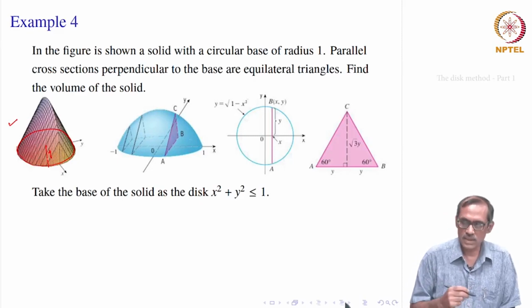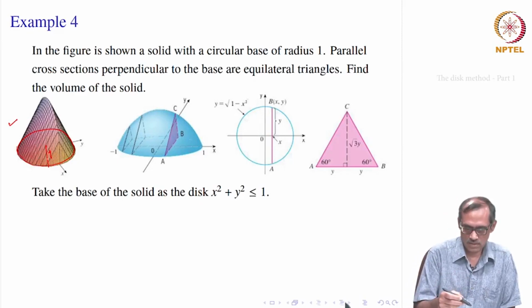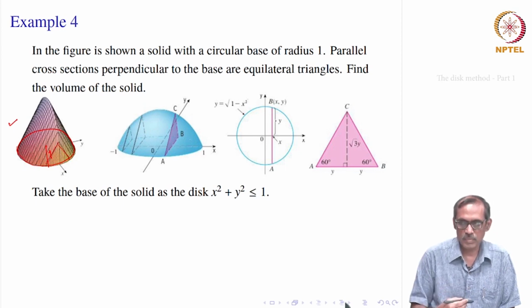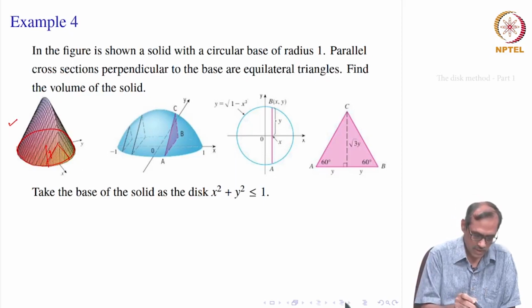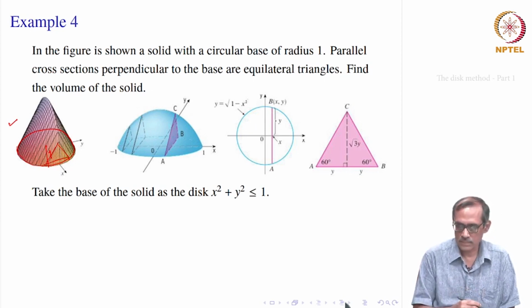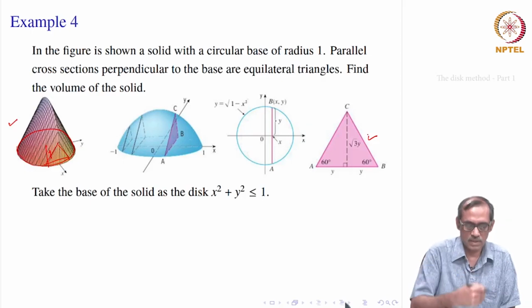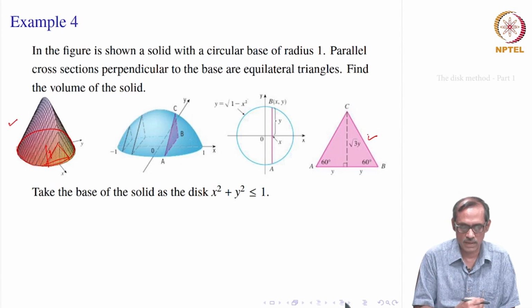In such a way that parallel cross sections, so these are the cross sections here, perpendicular to the base are equilateral triangles. That means if you take the cross section, it will not touch the circumference of the circle, it will go like this. So that becomes an equilateral triangle. The triangle will be looking like this, where it is pink. At every point you take the cross section parallel to that, then you get an equilateral triangle.